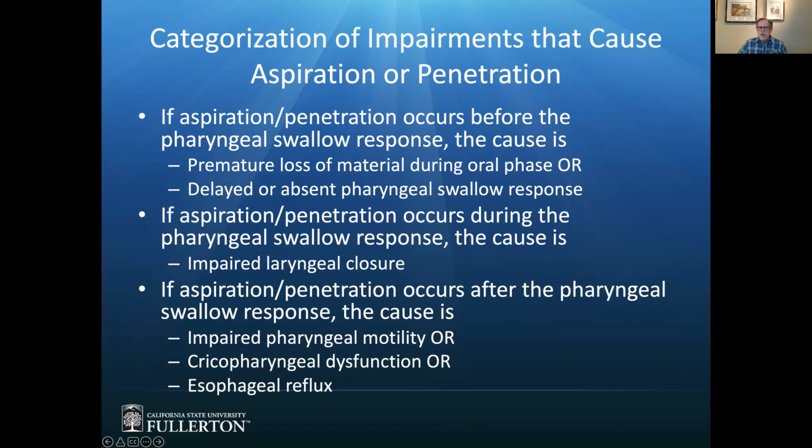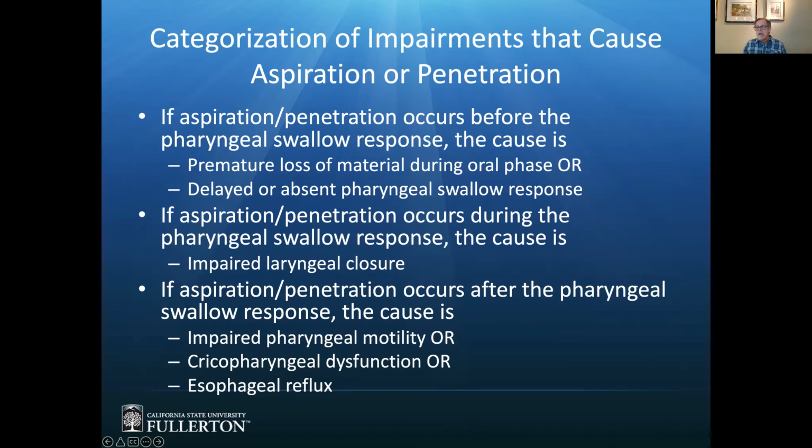And then the second situation is a situation where there's a delayed or even an absent pharyngeal swallow response. So the transfer has occurred, and it can be a deliberate oral transfer, and you should have a pharyngeal swallow response, but it could be a couple seconds delayed or 3 seconds delayed, or maybe it doesn't happen at all. And in that case, you'd have aspiration before the pharyngeal swallow response. Differentiating those two is kind of tricky, but we will practice it. You'll get quite good at it.